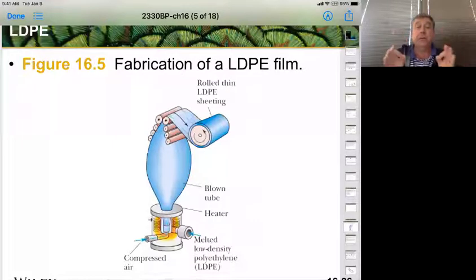Notice when it's first formed, it's formed as a tube, okay? And to make it into sheets, they actually have to cut a line somewhere along the system. So that's a good way to make that low density polyethylene film. It's transparent, it's mostly amorphous, and it is lower density and more flexible than other polymers. Questions on that?